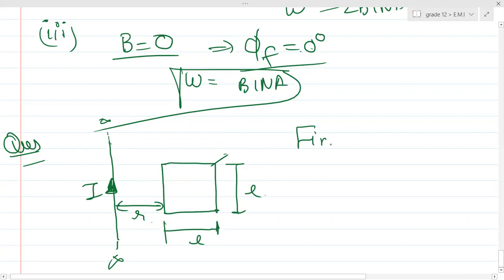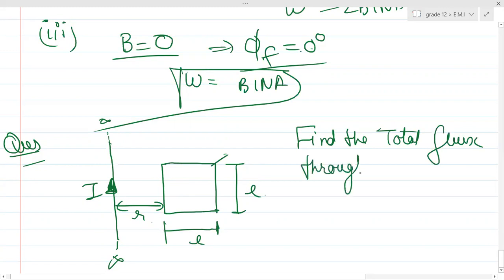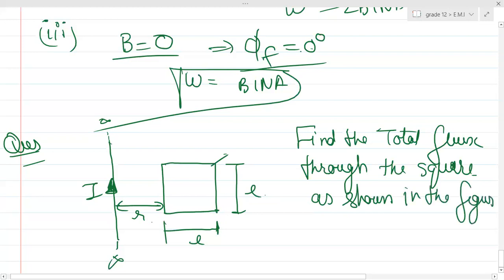Now the question is find the total flux through the square as shown in the figure. So you need to find the flux through this. Consider the area vector of this thing into the plane. Why? Because the magnetic field is also into the plane where the square is located, right? So find the total flux through the square loop as shown.